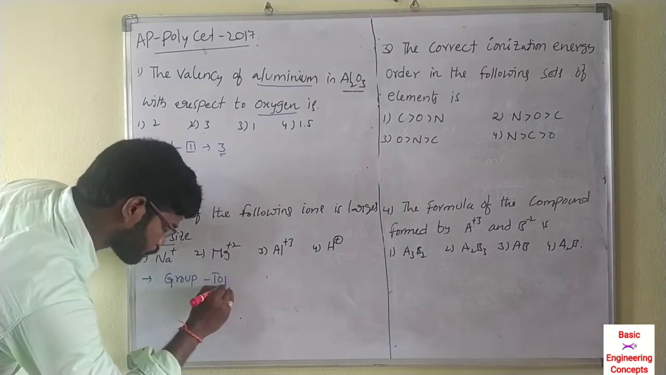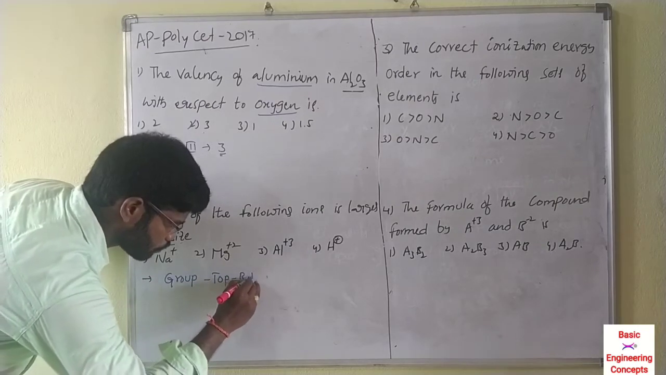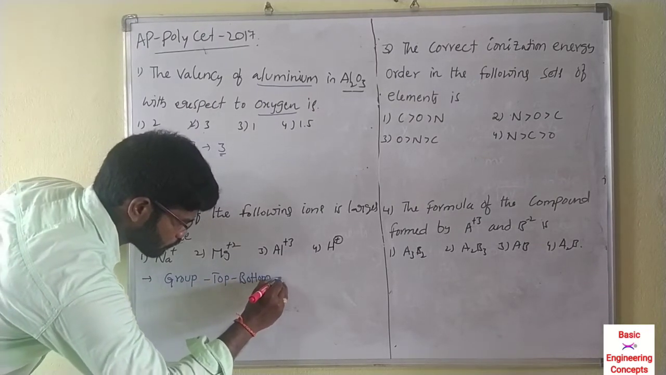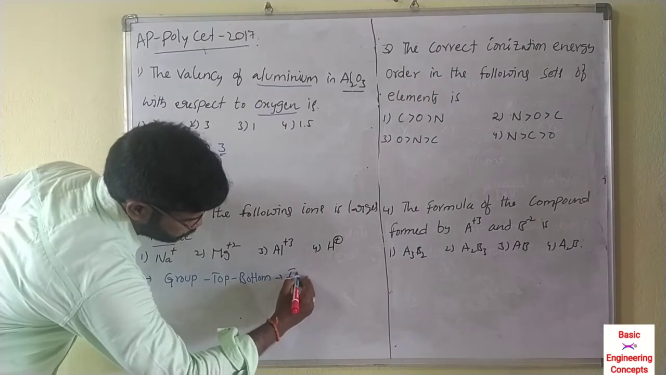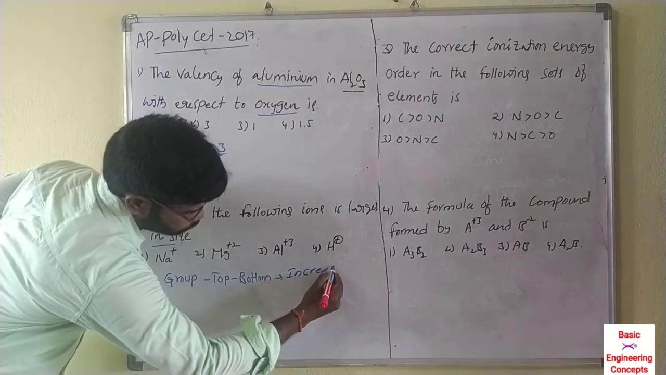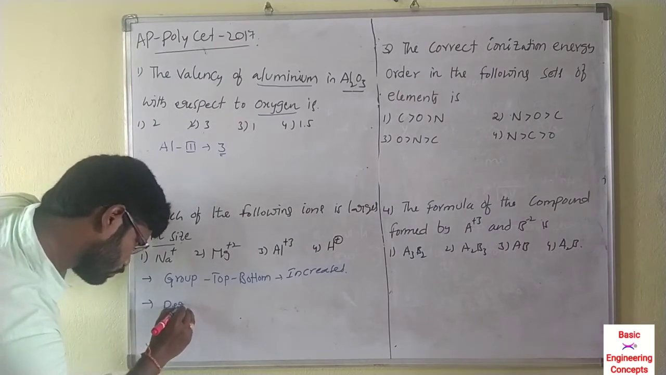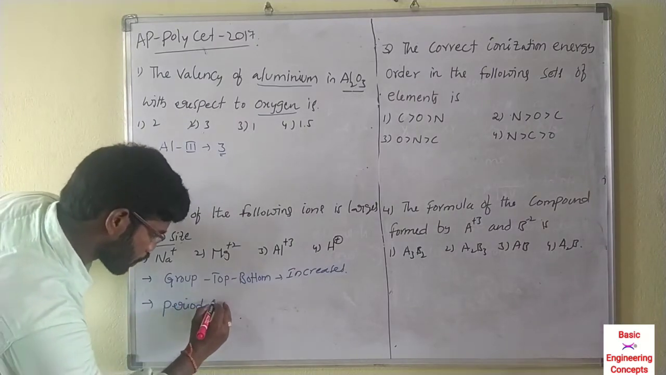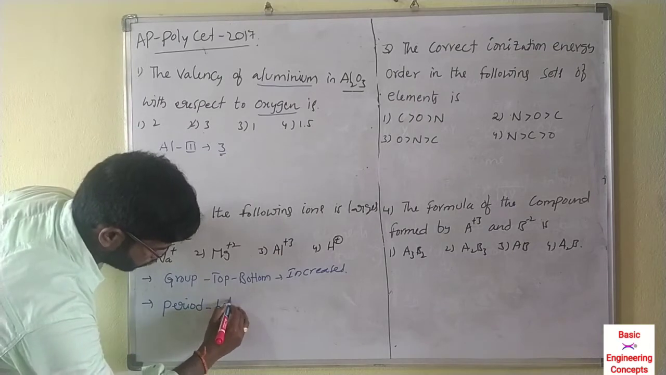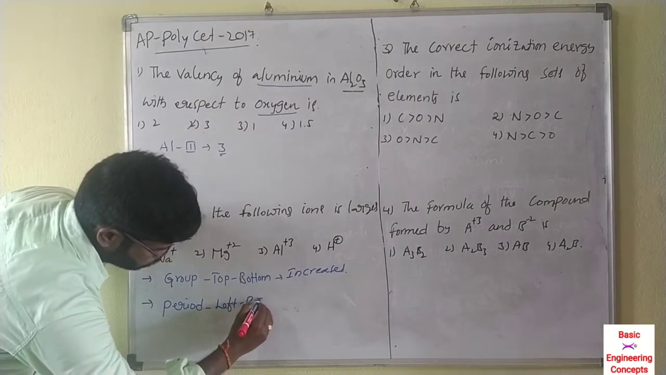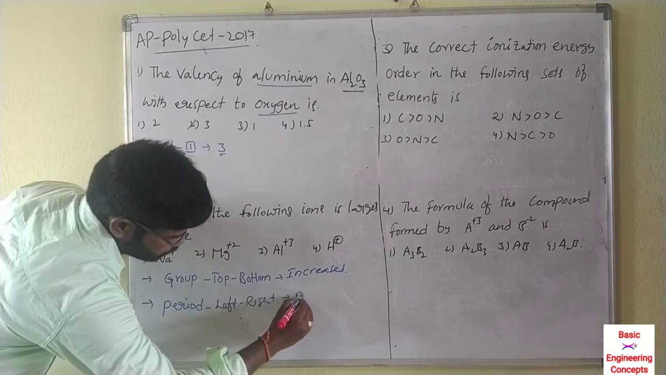Here in a group, from top to bottom, atomic size increases. In a period, from left to right, it decreases.